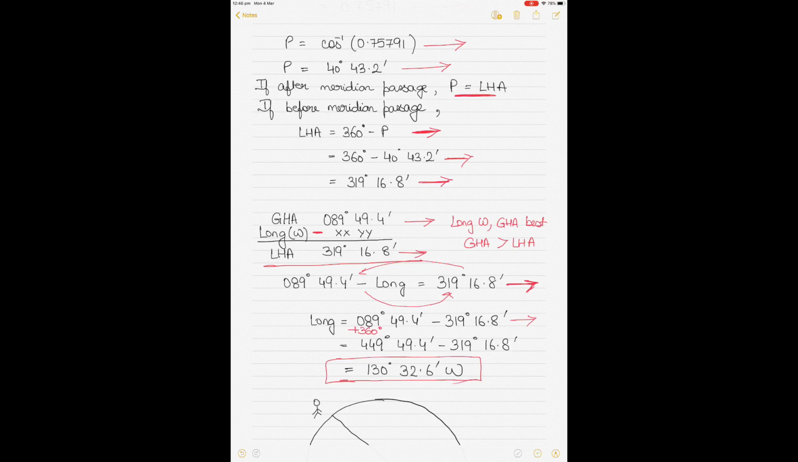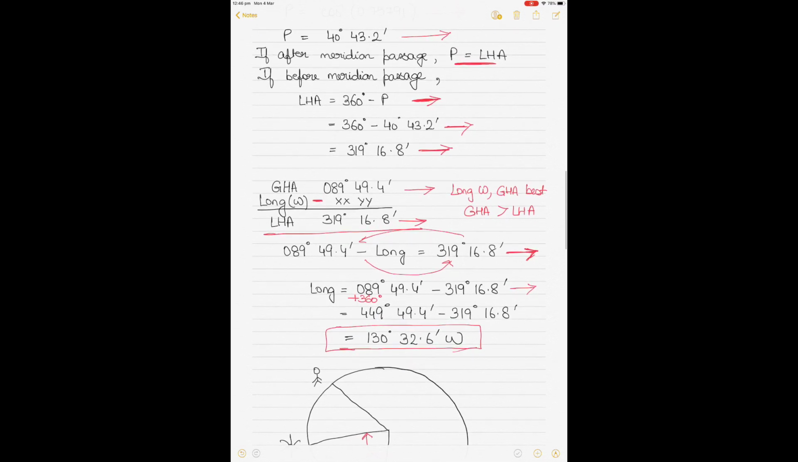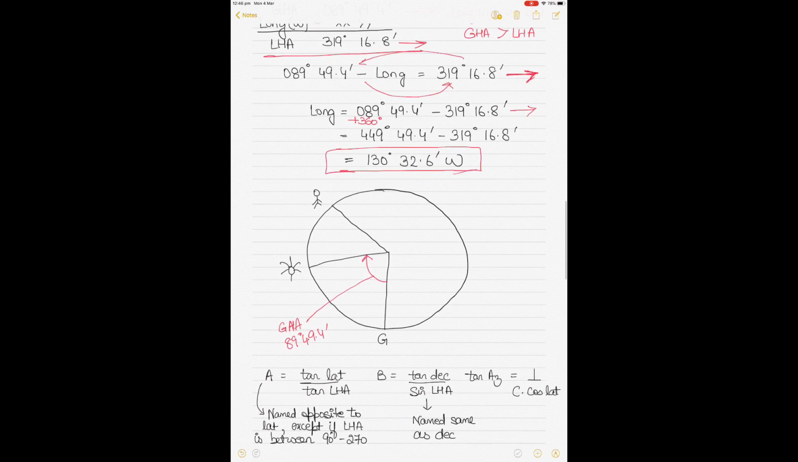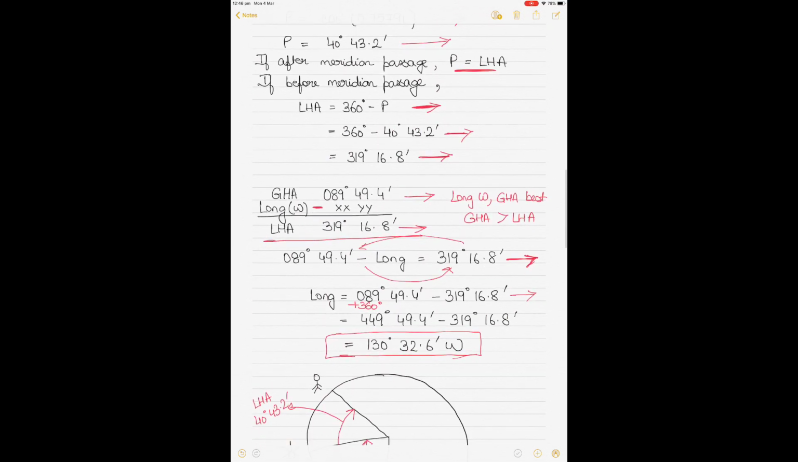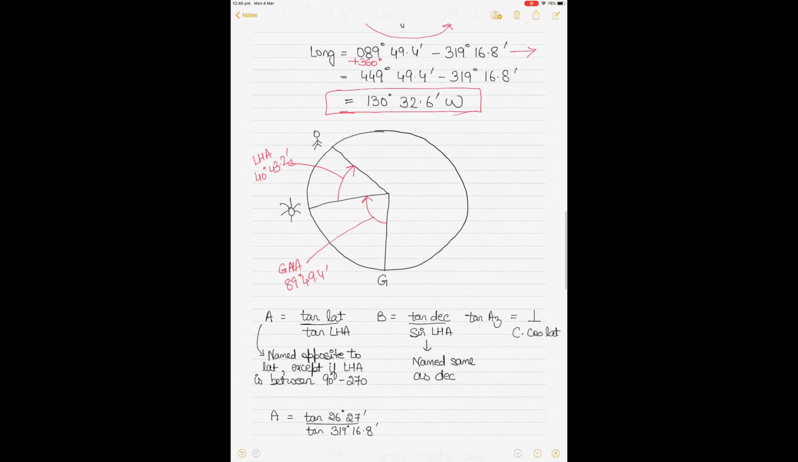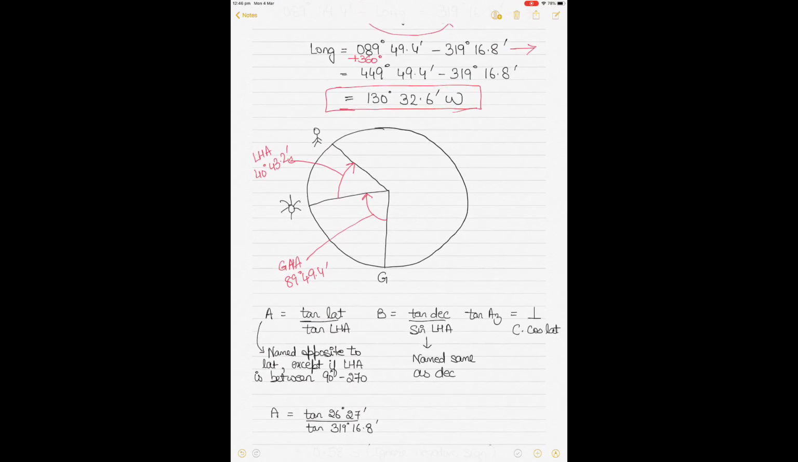Now at this stage you are confused, you don't know what to do with it, subtract, add from 360, you can't remember the rules, so just draw your P as your LHA. LHA is measured westward from the celestial body to the observer. So if you have got 40 degrees as P, use 40 degrees if you are very confused on what to do with this. Now this becomes your LHA as 40 degrees 43.2 that you have calculated from the formula. Now what is your longitude?